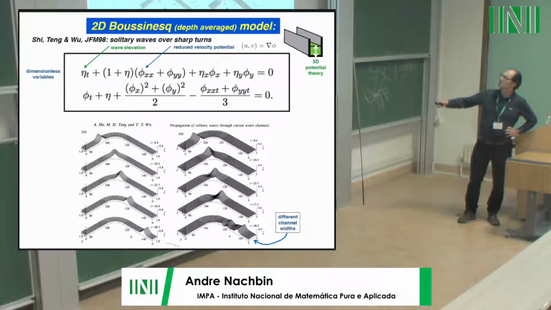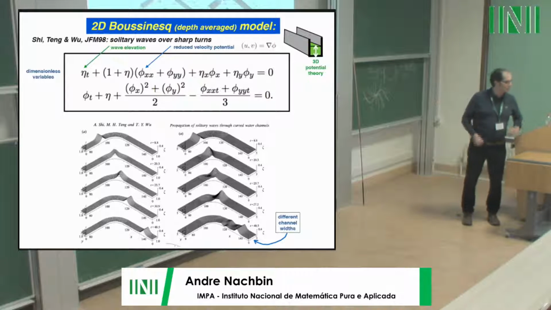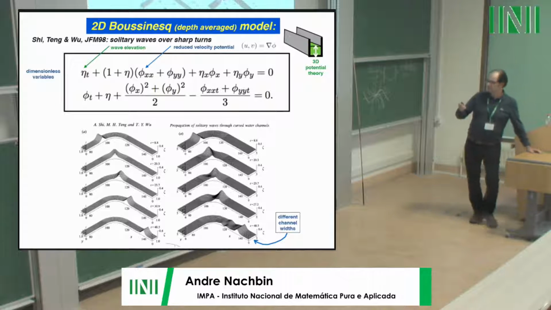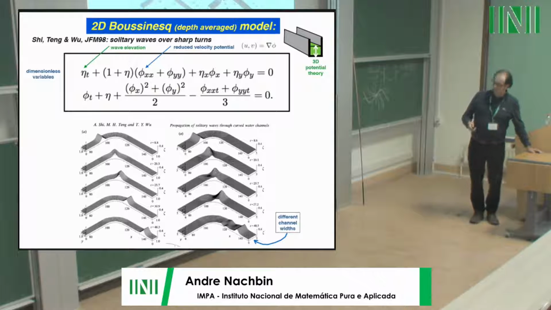Actually, for this curved one, they used a boundary-fitted coordinate system for the turn. So, very nice pictures. Let's see if there's anything else I have to say here. So it's dimensionless: the wave elevation eta, and the reduced potential.